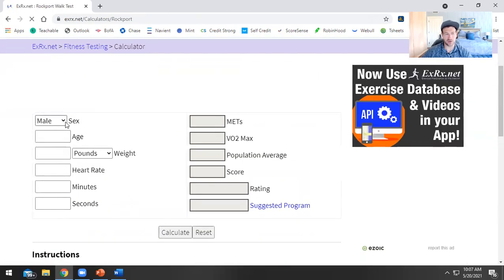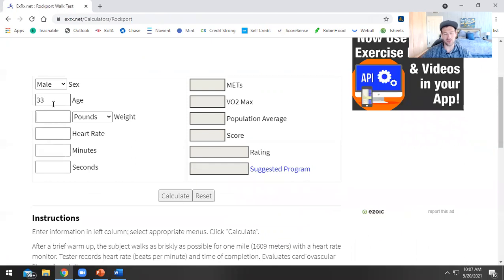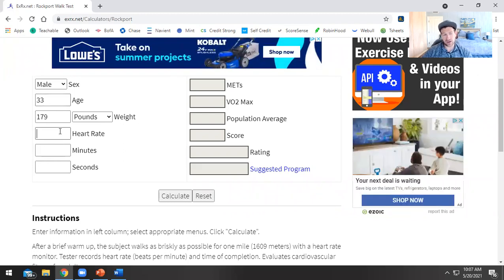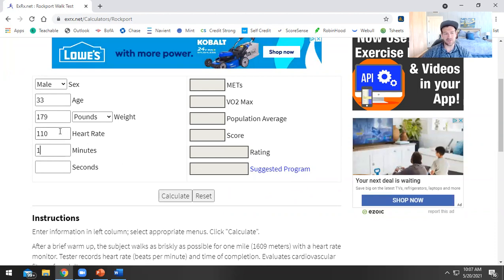So our client was male, we'll say 33 years old, 179 pounds. We'll give him a heart rate of, I don't know, let's say 110. And then it took them, let's say 15 minutes and 12 seconds. So that's going to give them a pretty good score, right? Their VO2 max is around 45.76. That's pretty good. They're capable of consuming a lot of oxygen. That means that they have lots of hemoglobin, lots of mitochondria inside their body, right?